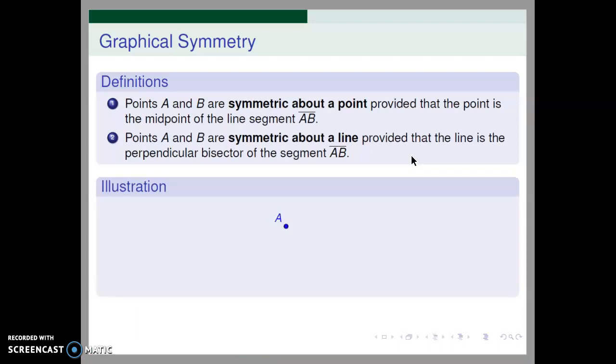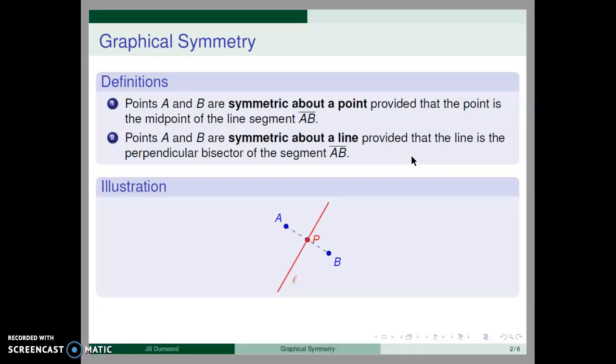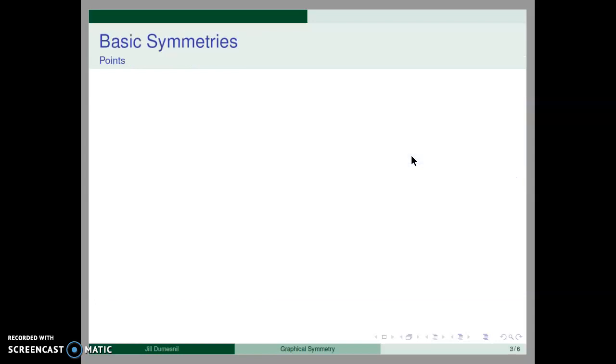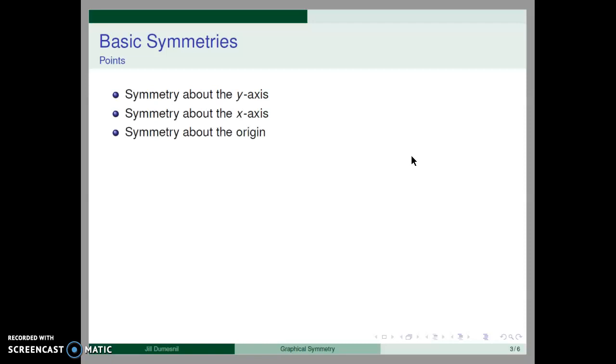The given points A and B are symmetric about the point P, where P is the midpoint of the segment AB. Similarly, points A and B are symmetric about the line L, where L is the perpendicular bisector of segment AB. We are going to be concerned about three basic symmetries: symmetry about the y-axis, symmetry about the x-axis, and symmetry about the origin. Again, let's consider a graphical illustration.